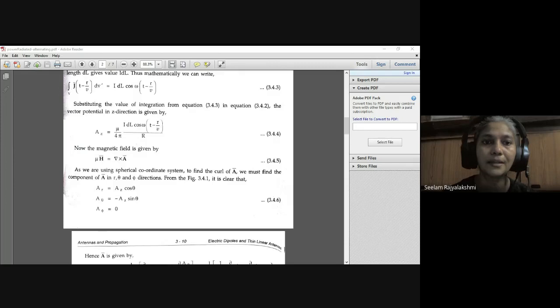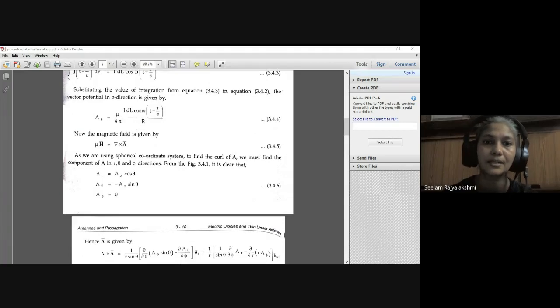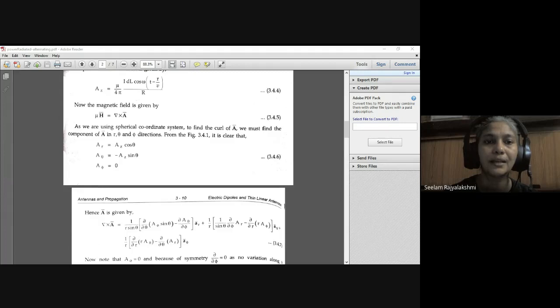Now the magnetic field is given by mu H bar equals del cross A bar. As we are using the spherical coordinate system, to find the curl of A we must find the components of A with respect to the r, theta and phi directions. From the figure, it is clear that Ar equals Az cos theta, A theta equals minus Az sin theta, and A phi equals 0.